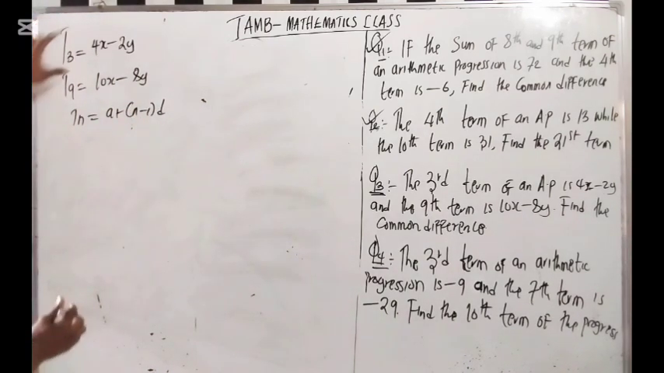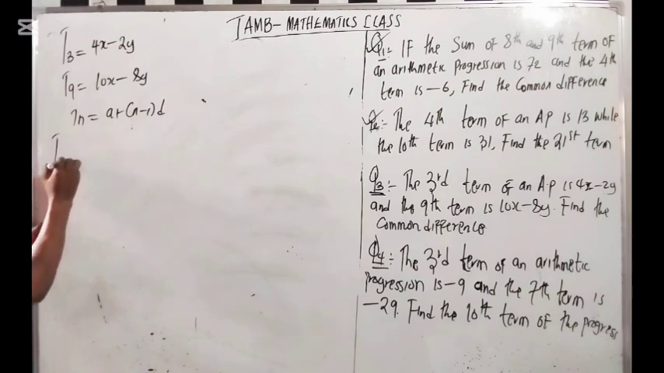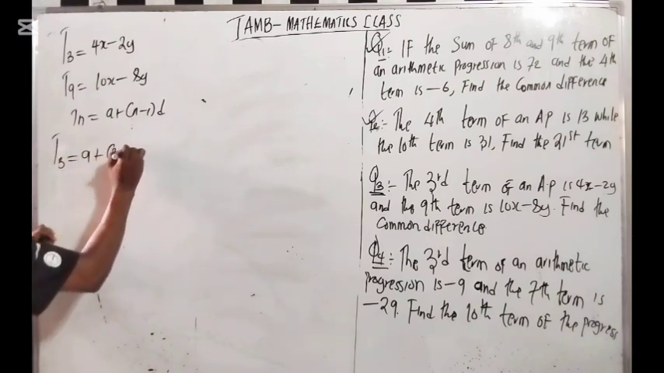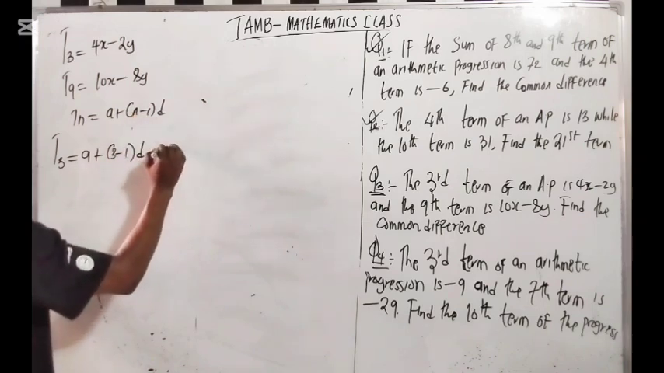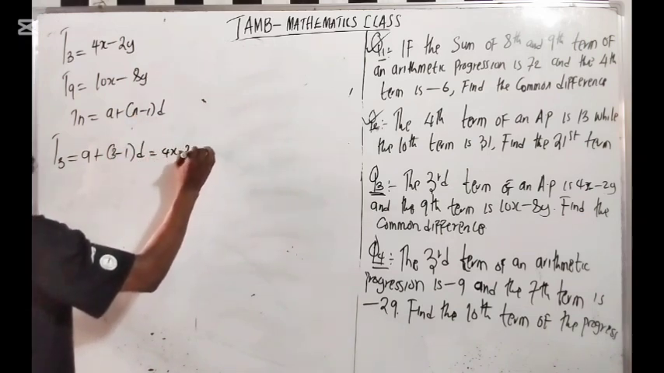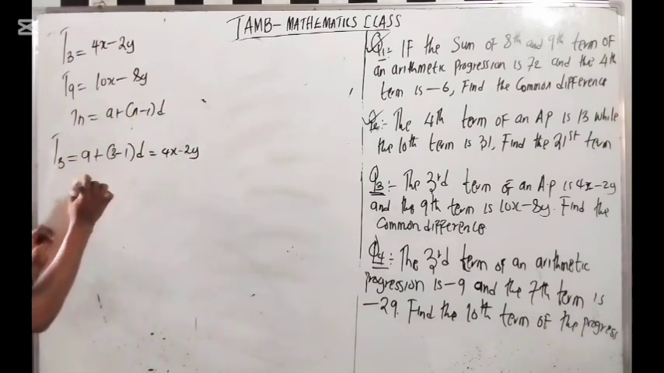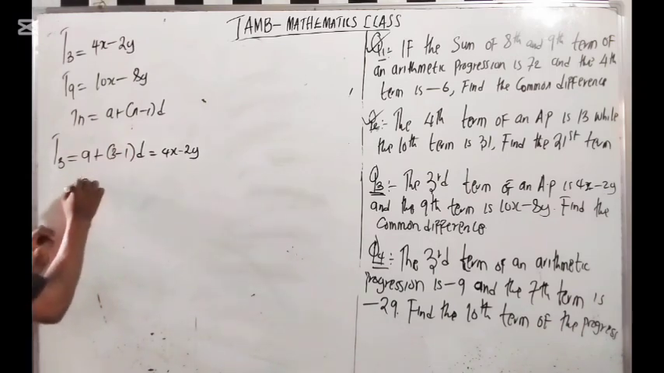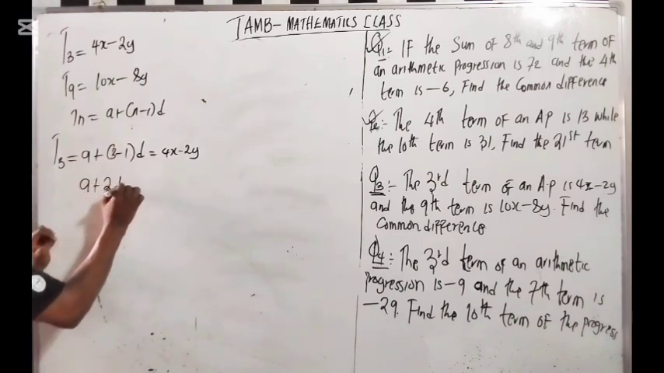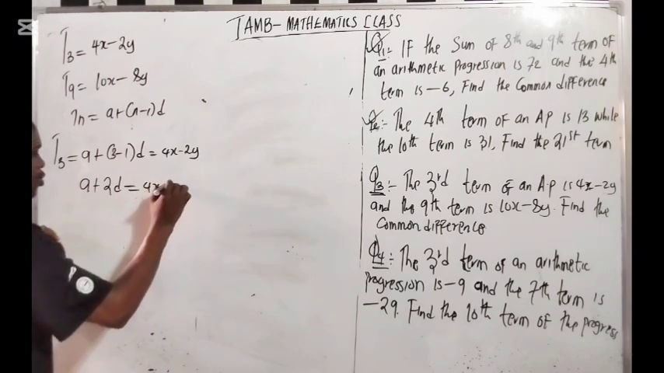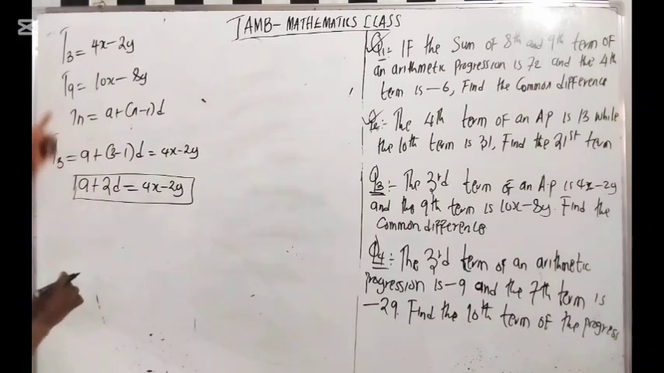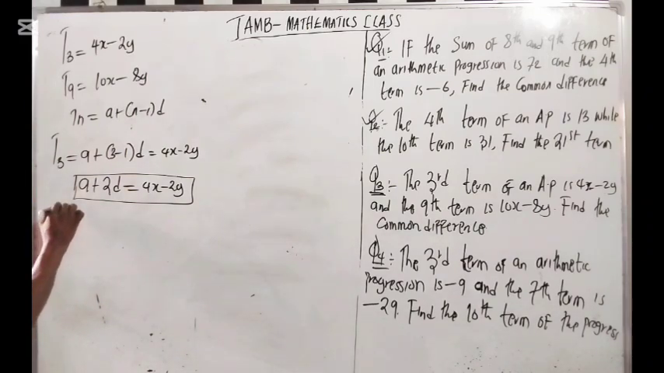So now let me look at it. T3 is equal to a plus 3 minus 1 d equals 4x minus 2y. Break it down. Here we have 3 minus 1, which is 2, times d, 2d. So it will be a plus 2d equals 4x minus 2y. So here we have the first one. Do you understand? You are still going to do the same thing here.